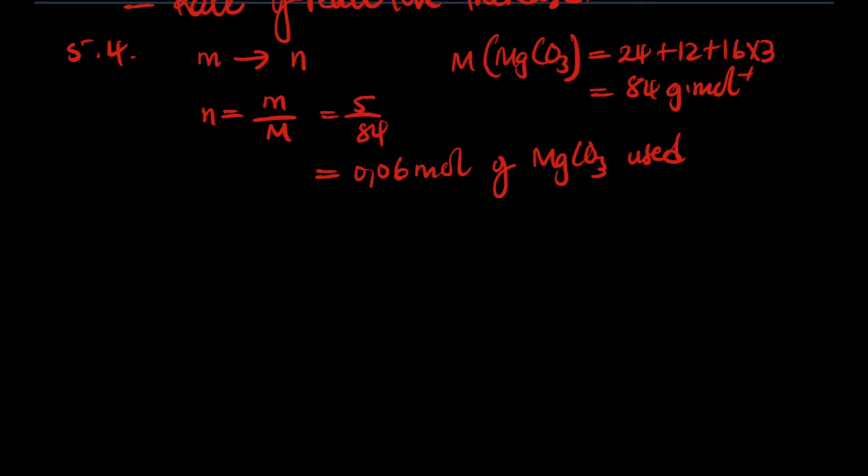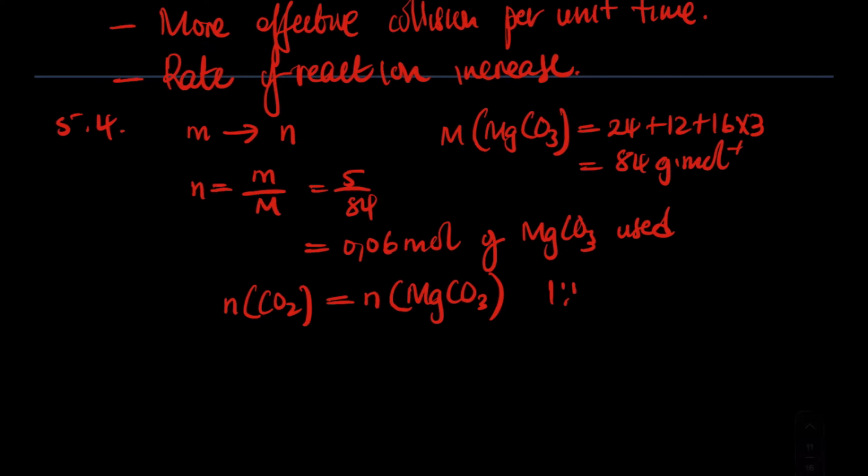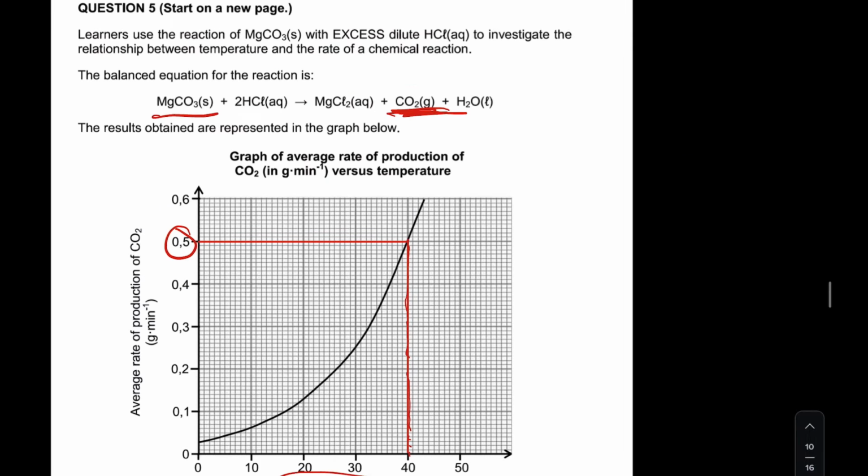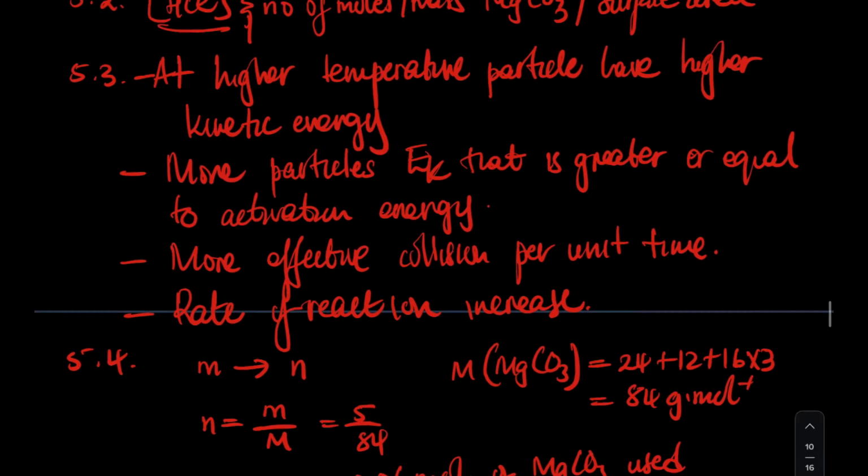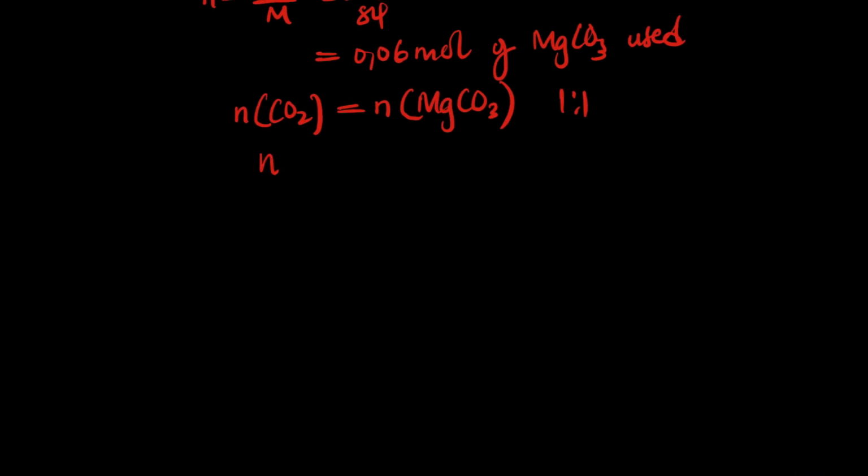So now we're going to do the mole ratio. We want the carbon dioxide, so we say the number of moles of carbon dioxide is equal to the number of moles of magnesium carbonate. Why are they equal? Because the ratio is 1:1. If you look at the ratio there, it's 1:1. So now the number of moles of carbon dioxide is 0.06. This is the carbon dioxide produced, right?